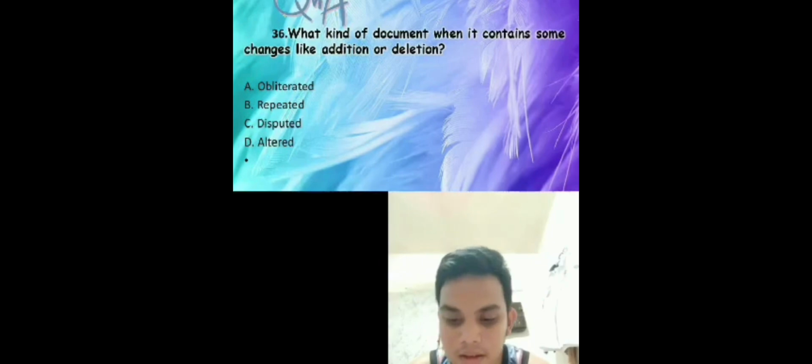Letter A, obliterated. Ito ay mali dahil nangangahulugan na ang isang bagay ay ganap na nawasak o nabura. Letter B, repeated. Ito naman ay nagpapahiwatig na ang isang bagay ay na-double o inulit. Letter C, disputed. Ito ay tumutukoy sa isang dokumento na hinamon o tinututulan sa ilang paraan, kadalasan tungkol sa bisa o katumpakan nito.